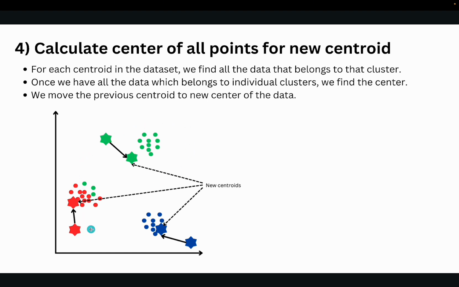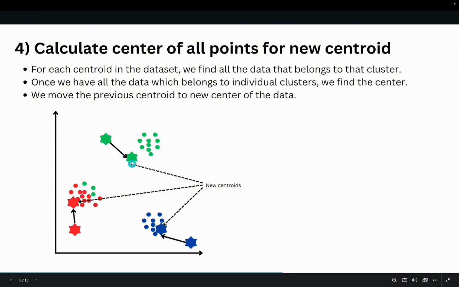For example, in terms of red, red was here earlier, and now we can see a lot of red here. So it takes all these data points, calculates a middle center for them, finds it here, and then reassigns to this new centroid. Same for blue.